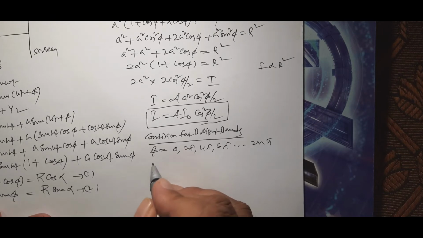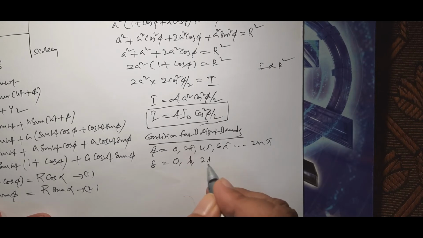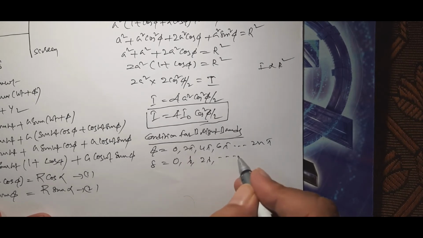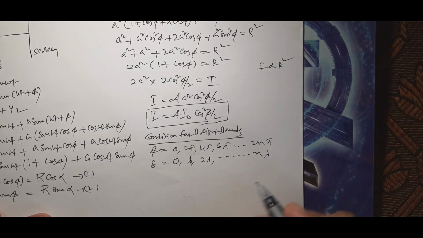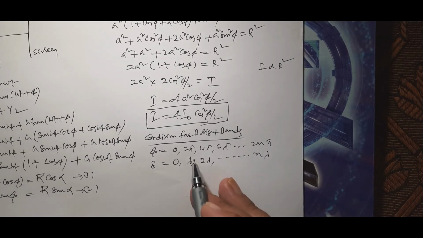In terms of path difference, if the path difference between the two light waves is 0, λ, 2λ, up to nλ, we get a bright band at P. Already I explained the relation between phase difference and path difference: phase difference is equal to 2π/λ times the path difference. If we substitute phase difference 2π, we get path difference λ.